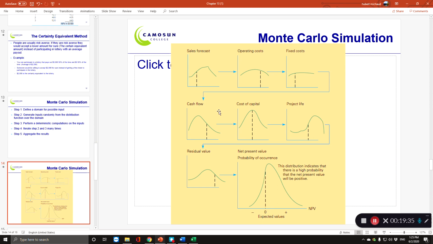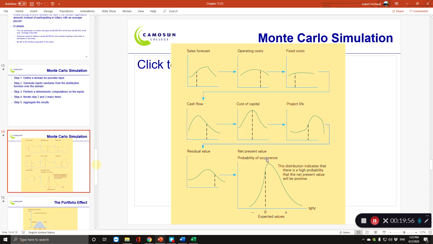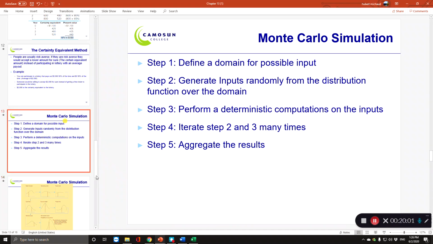Does that make sense? And then we just rerun this program 1 million times, and then we're going to get a distribution of NPVs, how often different NPVs occur, and we'll be able to find the probability of occurrence, the expected value, the standard deviation, everything we want. And that's going to take into account the risk. Okay, so that's a Monte Carlo simulation. It's one way to adjust for risk.